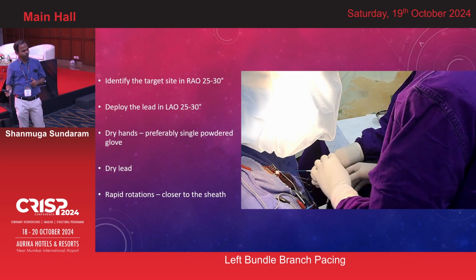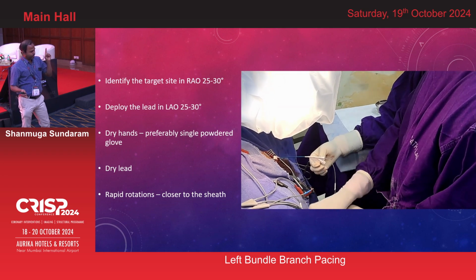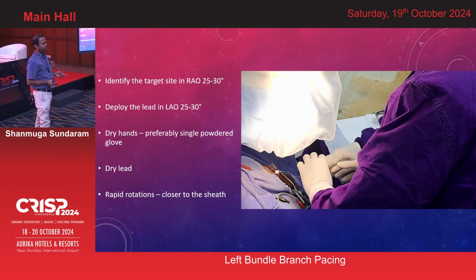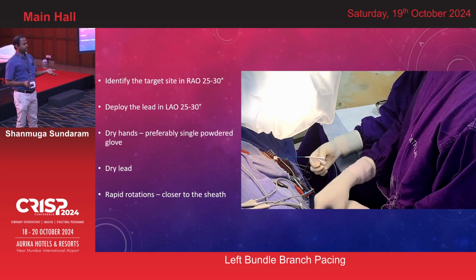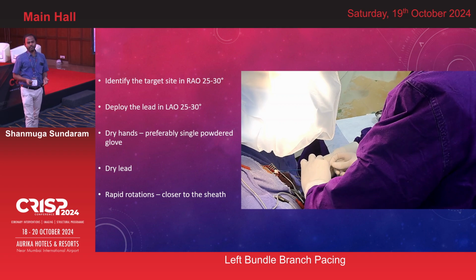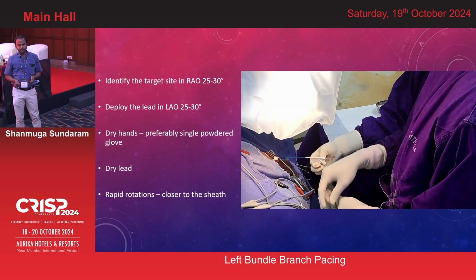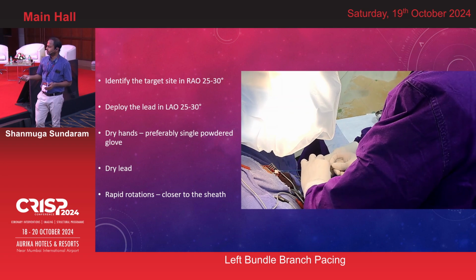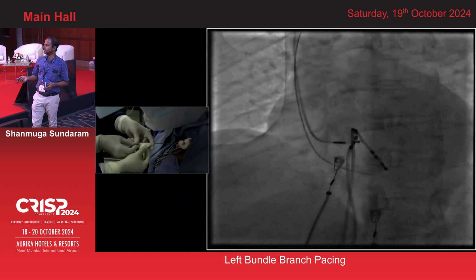pattern. Why QR pattern? We are pacing the left bundle, we are pre-exciting the left ventricle. So obviously when you pre-excite the left ventricle, the right ventricular activation will be delayed, and that will be reflected in the surface ECG as right bundle branch block morphology. So as you can see, I am giving rapid rotation. The rapid rotations will usually elicit PVCs.